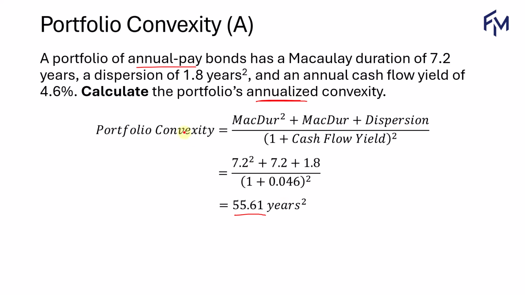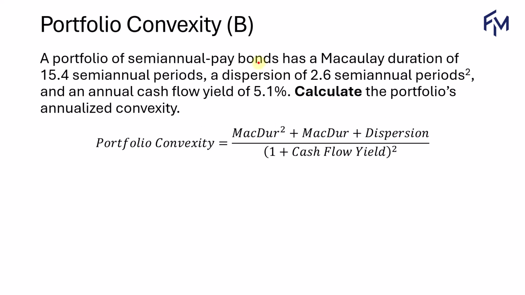Okay, so convexity is a second order effect, so the units is squared. So this is already annualized, so there's nothing further for us to do. Now, in the next example, what if the portfolio consists of semi-annual pay bonds? So we have the Macaulay duration, say is 15.4 semi-annual periods. The dispersion is 2.6 semi-annual periods squared, and the annual cash flow yield is 5.1%. Calculate the portfolio's annualized convexity.